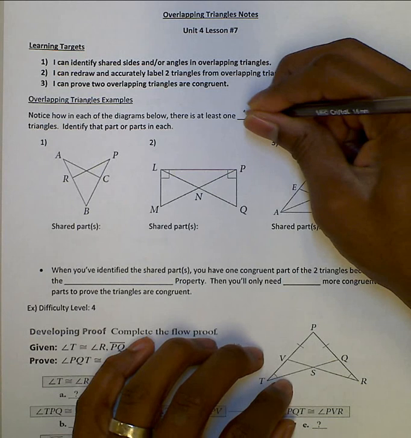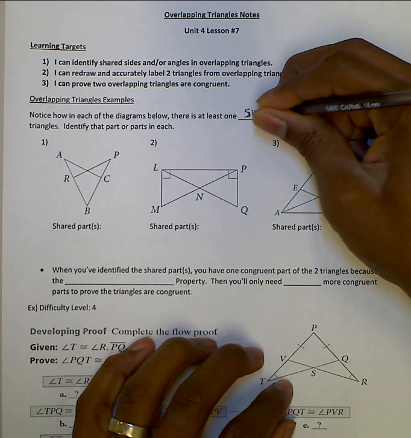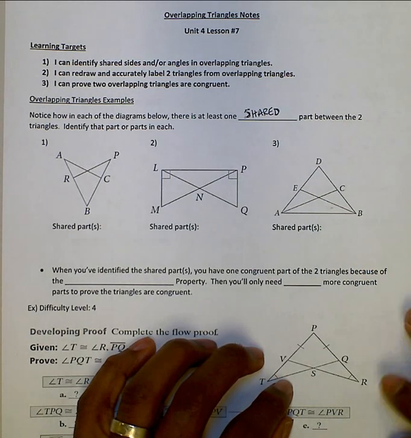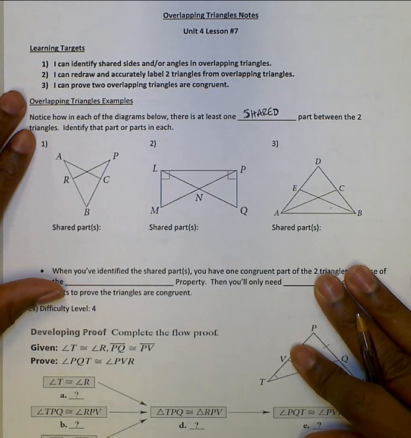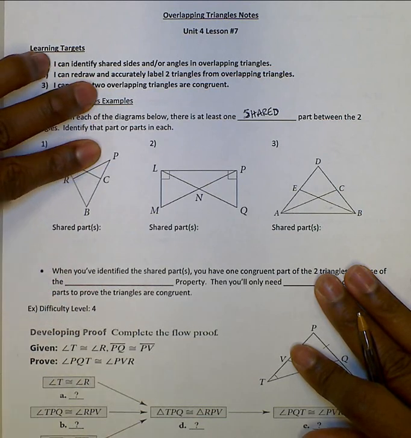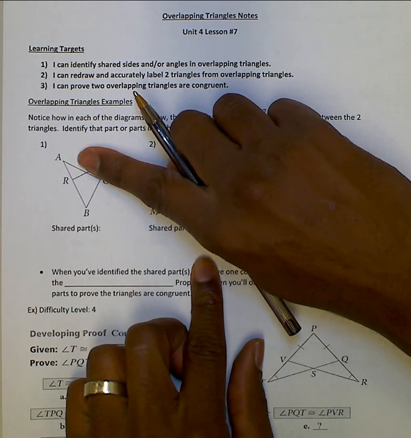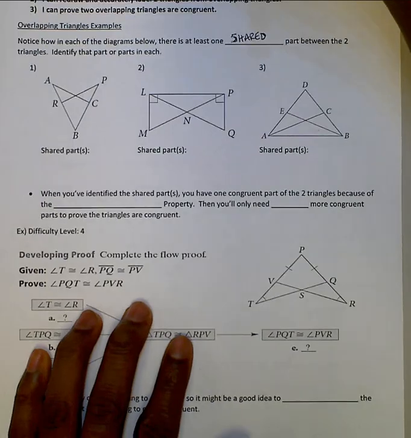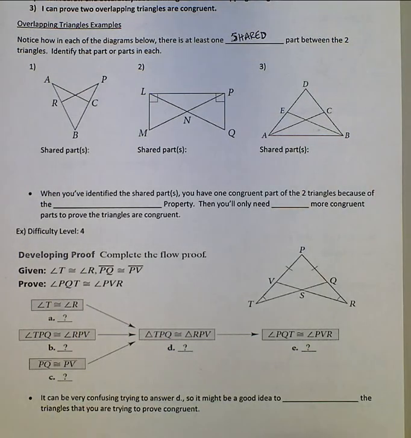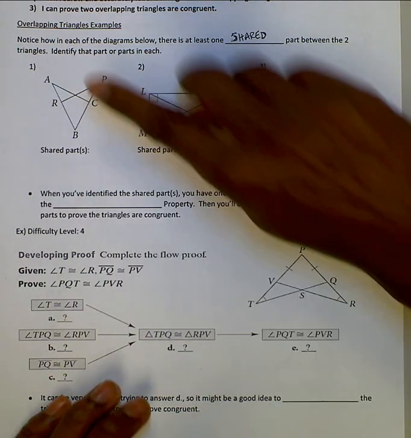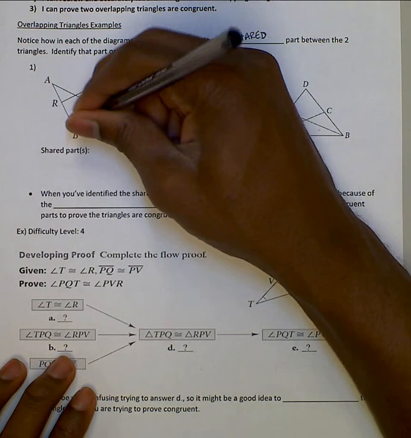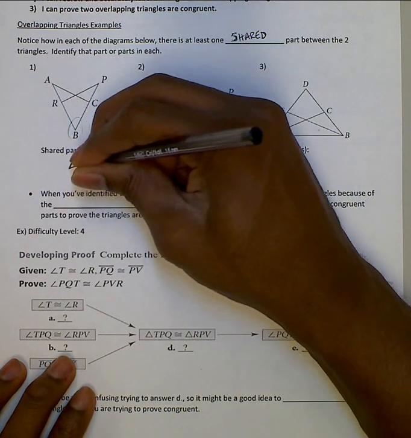So just to ease ourselves in here, we're going to identify the shared part. And that's just the part that's a part of two triangles. If you look at this first diagram, we can see triangle PRB, we can see triangle ARB. Okay. So you can see those triangles. And so what is a part of both of those triangles? The thing that does not change is this angle B. So angle B is the shared part.